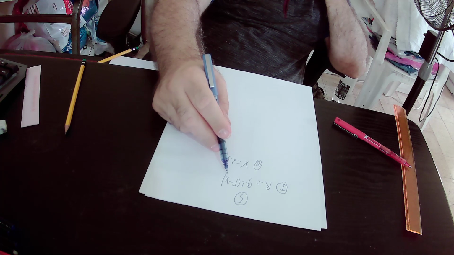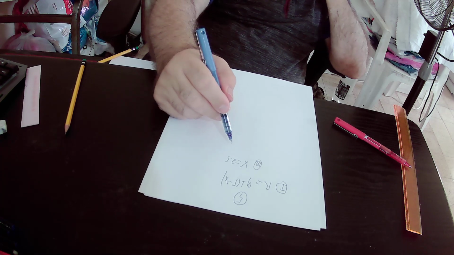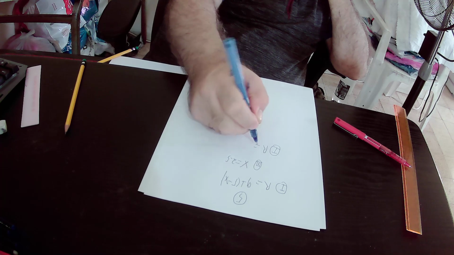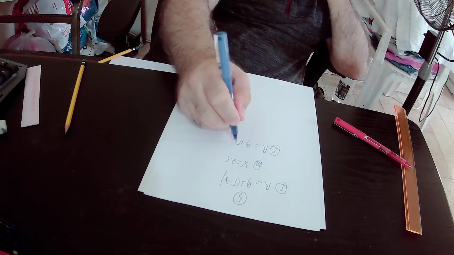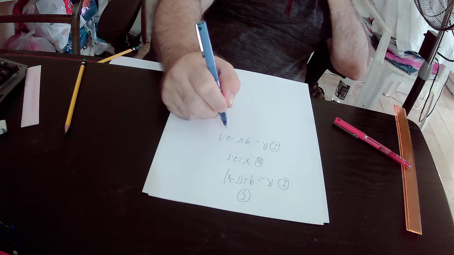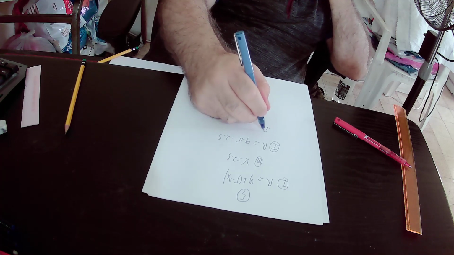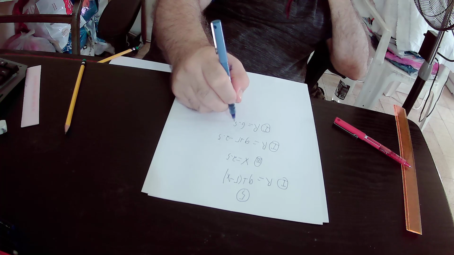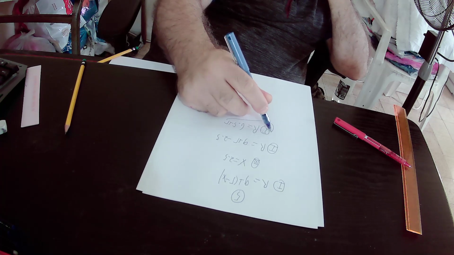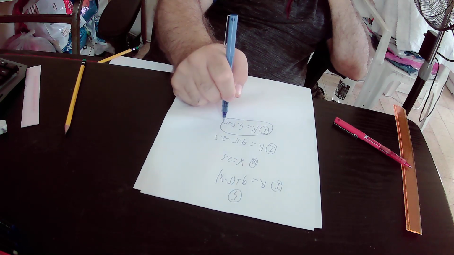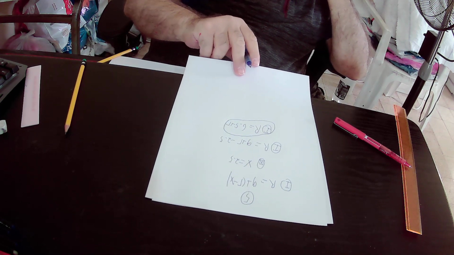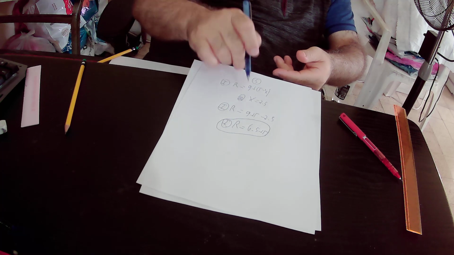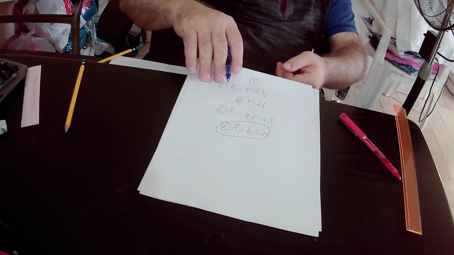And we will get that capital R, the radius of the big circle, equals 9 plus small r minus 2.5. 9 minus 2.5 is 6.5, so we got that the radius of the big circle equals 6.5 plus small r. Okay, we found out that the radius of the big circle equals 6.5 plus small r. Okay, capital R equals 6.5 plus small r.